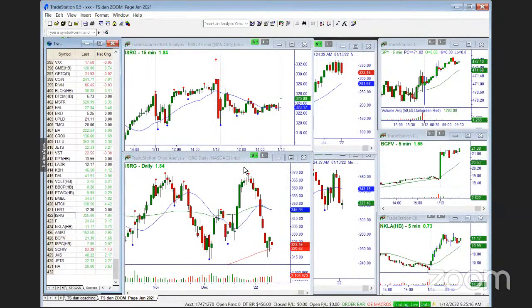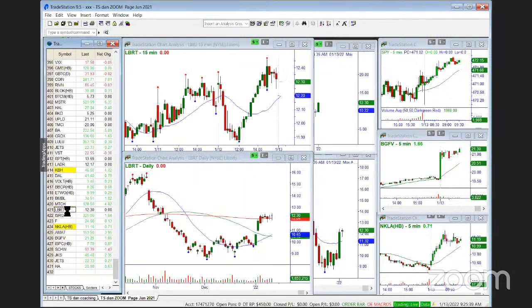ISRG. Somebody emailed me about this. It was a climactic buy setup on support in the 200. We'll see if it can get going. It really has to get over this igniting bar right here on the 15. Looks like pre-market yesterday.